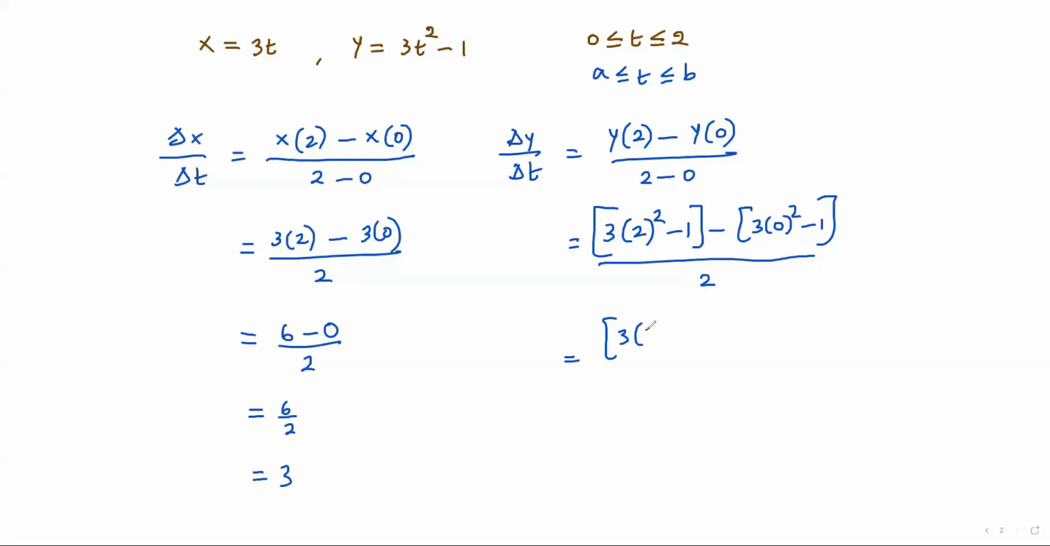3 times the value of 2 squared, which is 4, minus 1, minus. So 0 squared is 0. So 3 times 0, minus 1, over 2.